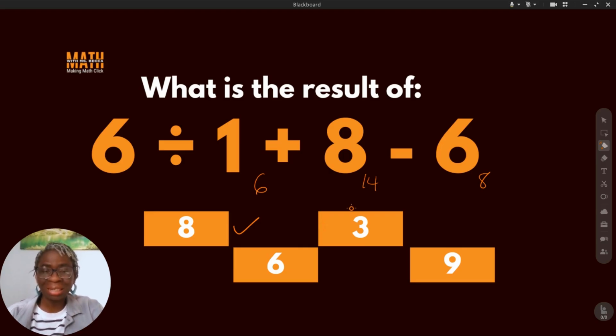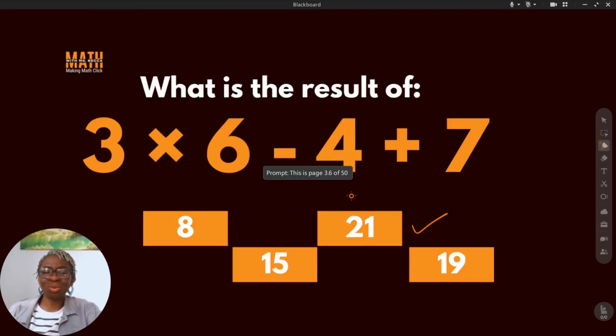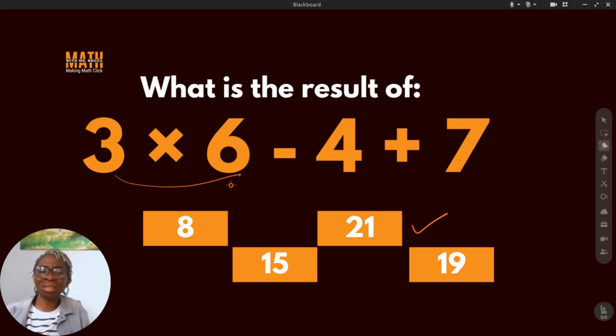Did you get it? Let's go to the next one and you tell me in the comments how many did you get out of 5, or did you run out of time? Now we have 3 times 6. This is 18. 18 minus 4 is 14, and 14 plus 7 is 21.